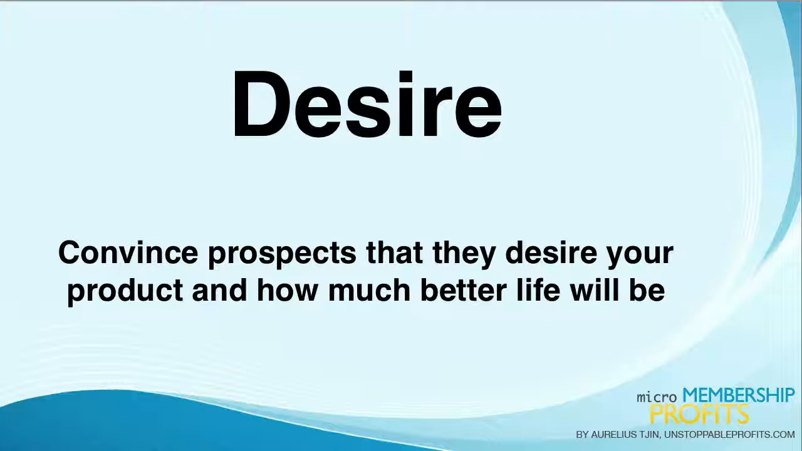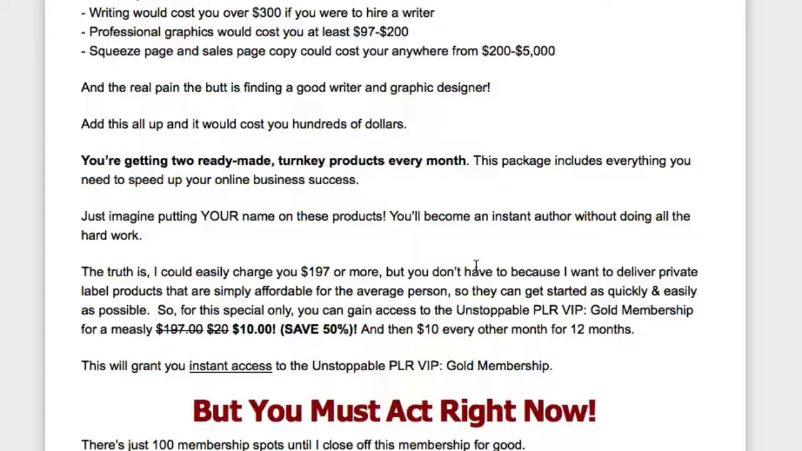The next part of the AIDA formula is the D, which stands for desire. So once you've grabbed their attention and their interest, what you want to do now is make your micro membership desirable. You need to convince prospects that they desire your product and how much better life will be once they've got access to your material. So on my sales page here, you can see how I sort of did it here. Just imagine putting your name on these products. You'll become an instant author without doing all the hard work.